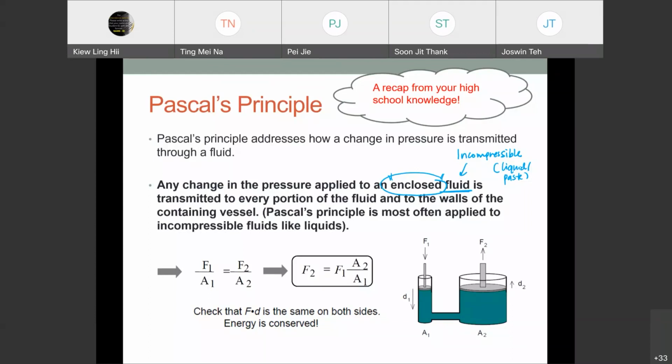What does it mean? It means, let's say, if I apply a force here, downwards here, so force divided by this area will be equals to, let's say, your P1. So if I apply P1 here, this P1 will be transmitted equally to every portion of this container. So every part here, the blue color arrow will receive the same amount of P1.